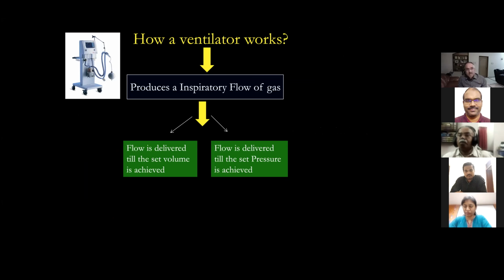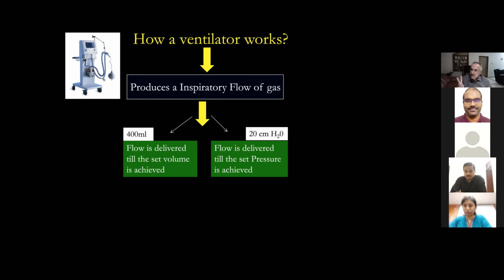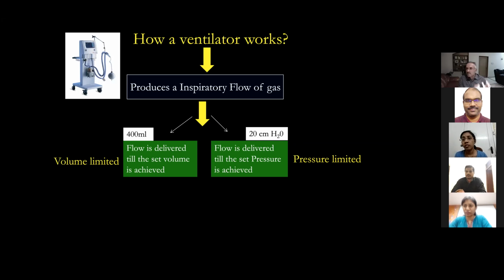And I've said you can limit only one of the two things. What are the two limitations you can put on the flow? Volume or pressure. If it is volume, we call it volume limited mode. If it is pressure, we call it pressure limited mode. That much is clear. Meaning, I can tell the ventilator, deliver 400 ml of tidal volume. It delivers 400 ml of tidal volume irrespective of whatever your resistance is, whatever your compliance is.